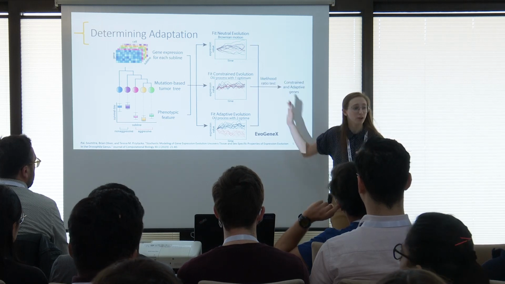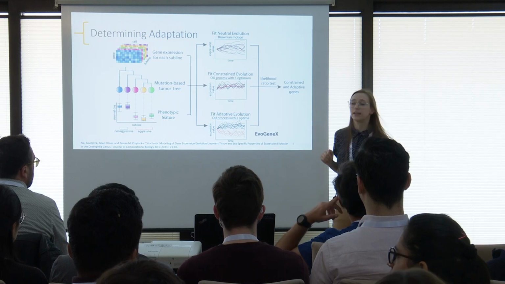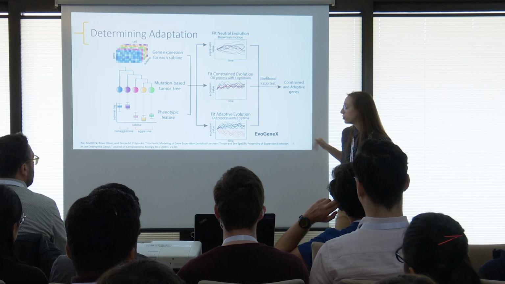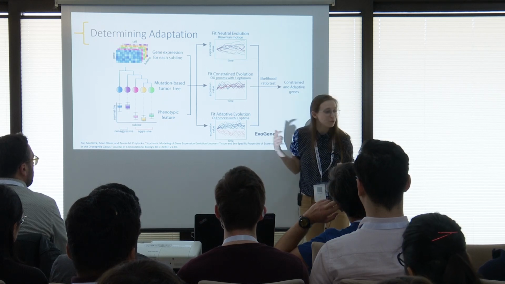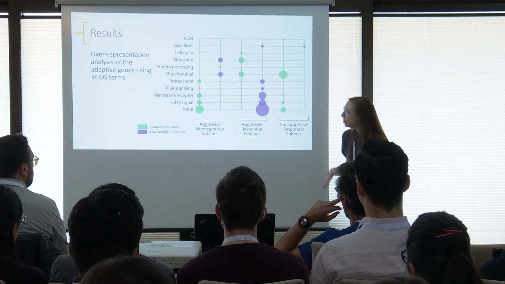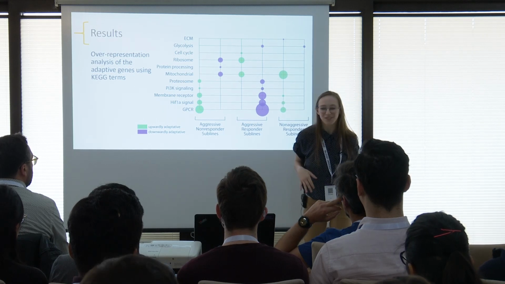Then we perform a likelihood ratio test between these fits, and that's going to give us these constrained and adaptive genes. And this was done using Evogenics, which is a tool developed by Soumitra from Teresa Przytycka's lab at the NIH. So just a really quick overview of some of the results.